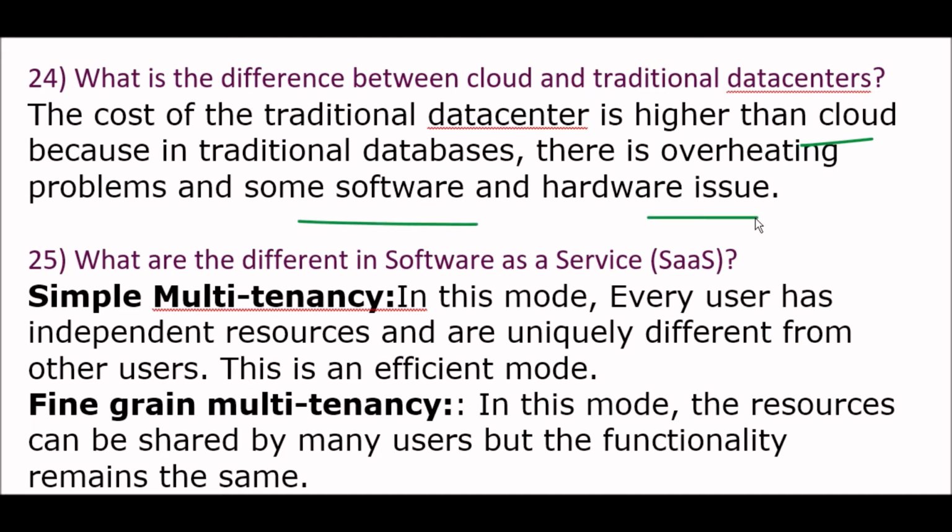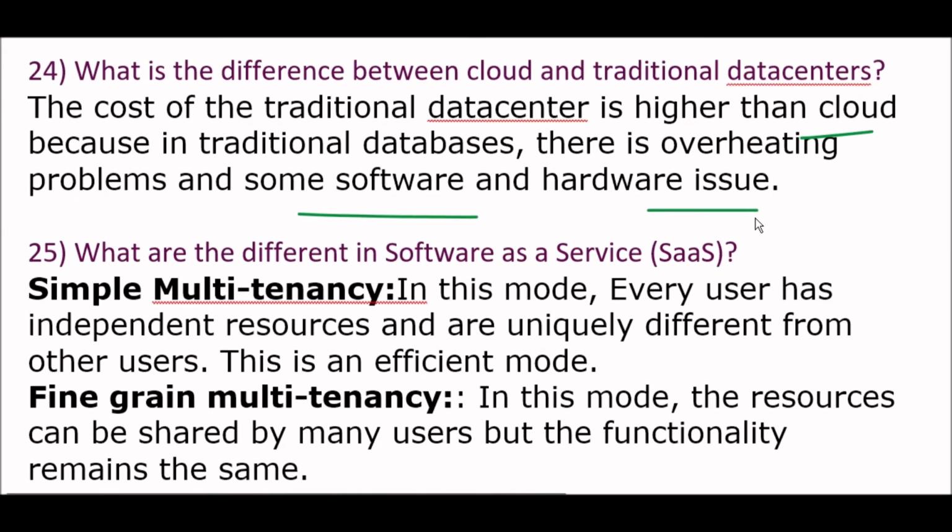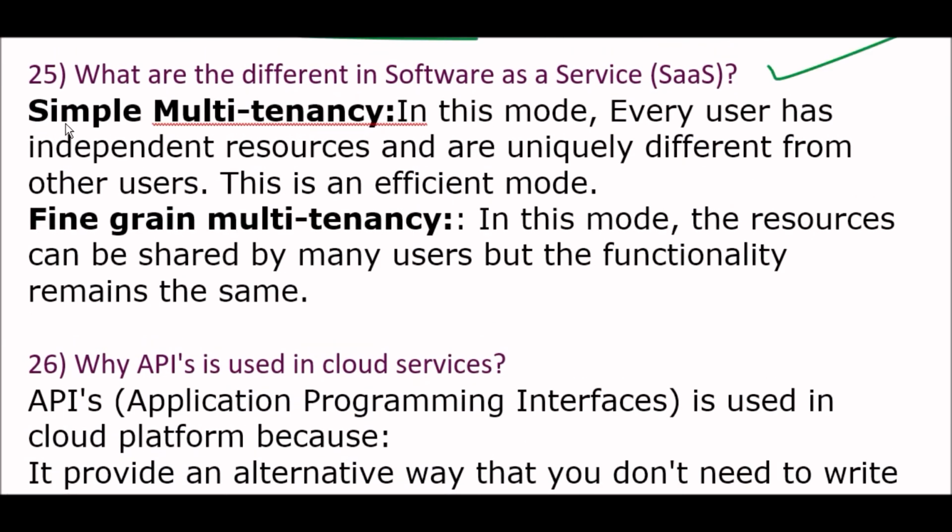Okay, so the cost of traditional data center is higher than cloud. Next question. First one is simple multi-tenancy. In this mode, every user has independent resources and are uniquely different from other users. This is an efficient mode. Next mode is fine-grained multi-tenancy. In this mode, the resources can be shared by many users but the functionality remains the same.